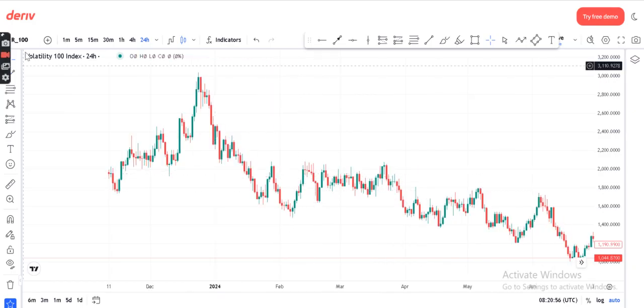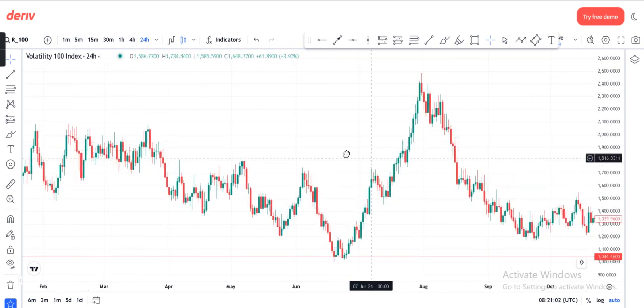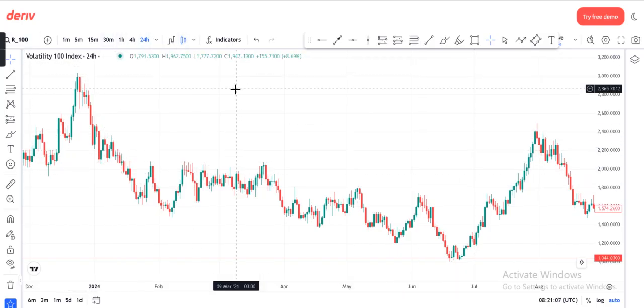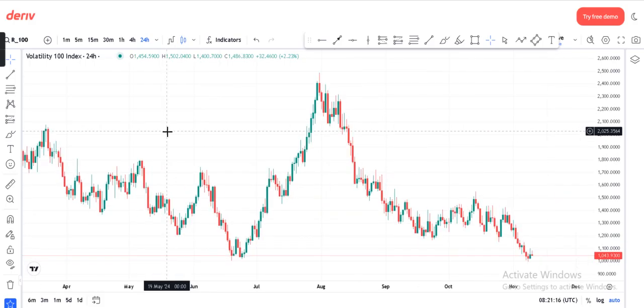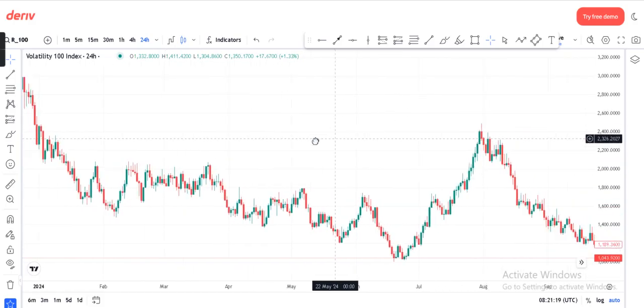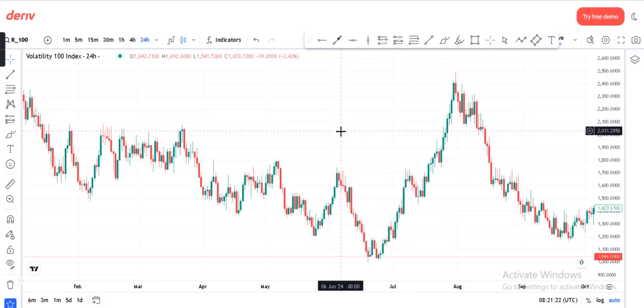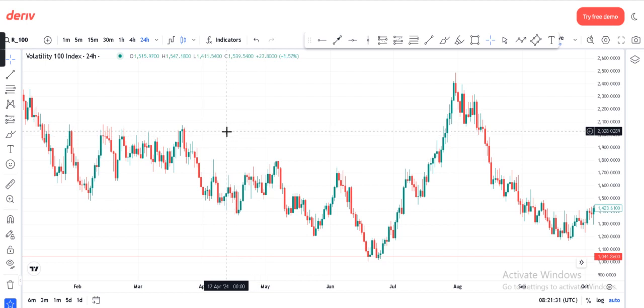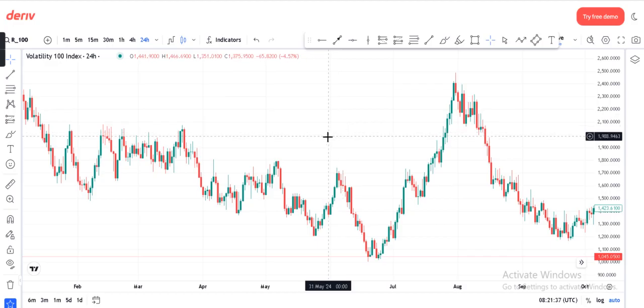If we look at this chart, we are on the Volatility 100 chart, currently on the 24 hours time frame, which is basically the 1 day time frame. When you want to do your technical analysis, it's only right we understand how whichever strategy we are making use of has been applicable to this particular market in the past. Then we can relate that with how that strategy will be applicable in the market in the future.